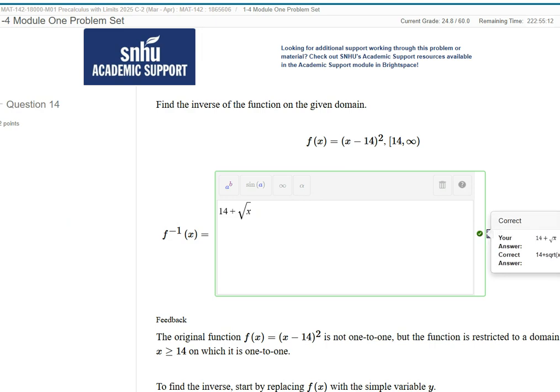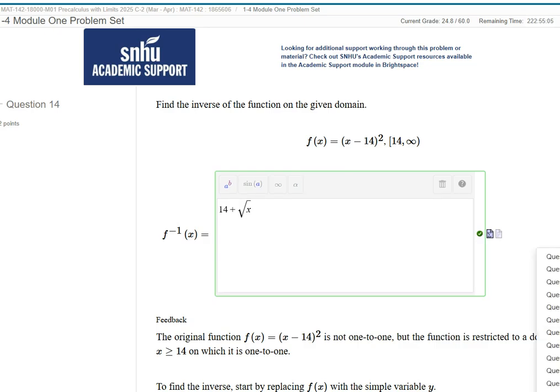And I already went in here and typed it in and got the green box. So that was number 14. How many are there on this thing? Oh, there's 18. I got 4 more to go.